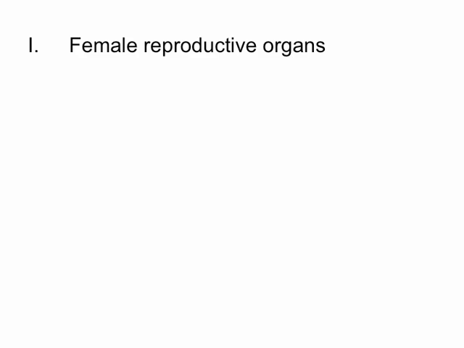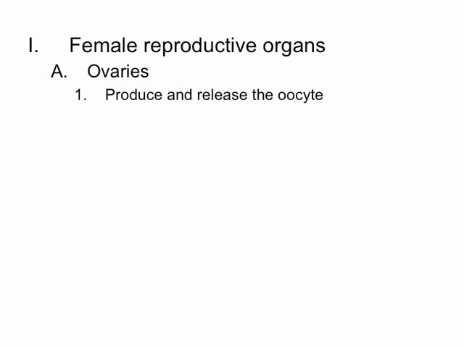We're going to begin looking at the female reproductive anatomy. The organs involved in the female reproductive tract include the ovaries. This is the homologous structure to the male testes. It produces and releases the female gamete, the oocyte.